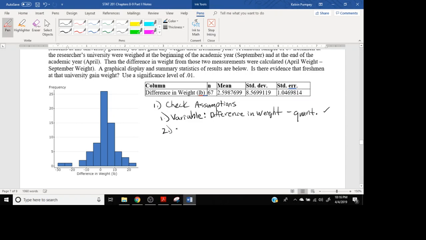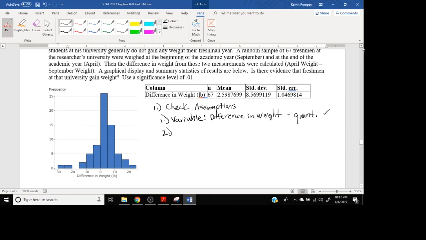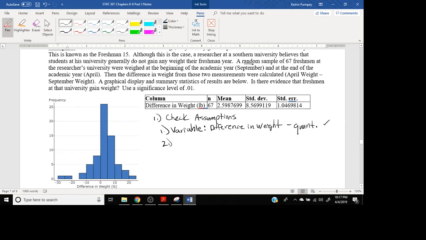The second assumption is randomization. If I read the problem carefully, it says that they found a random sample of size 67. So we do have randomization. So that's satisfied.